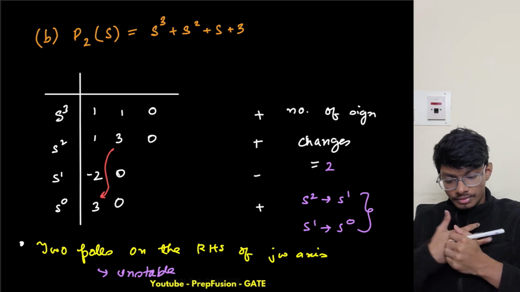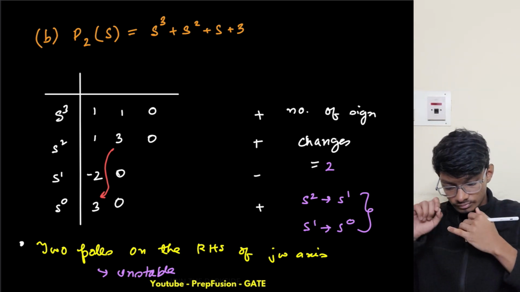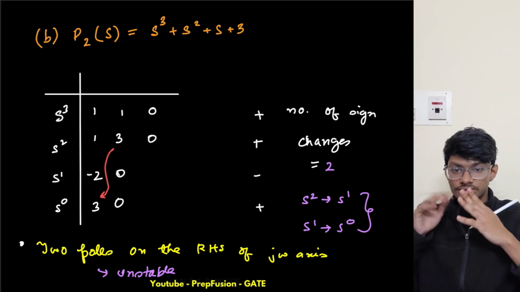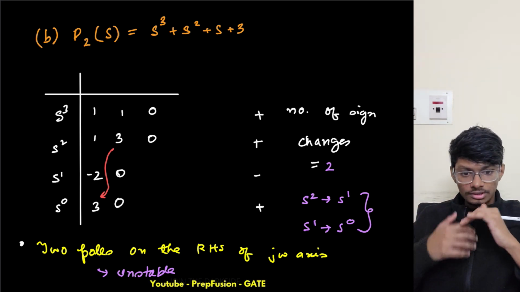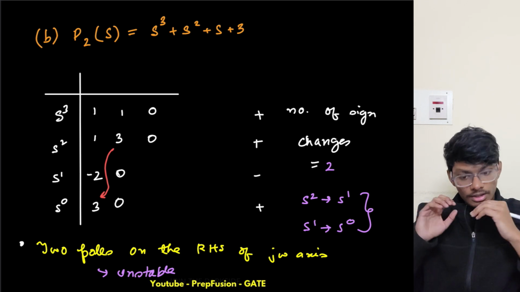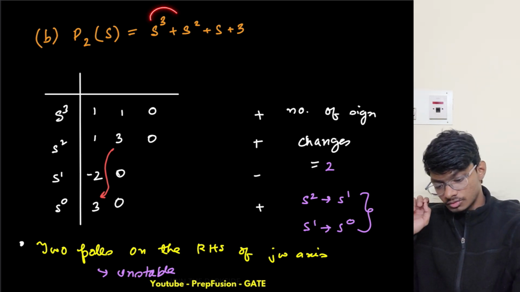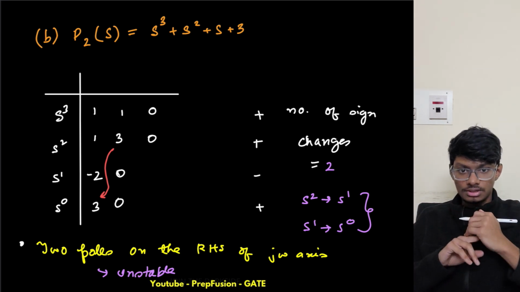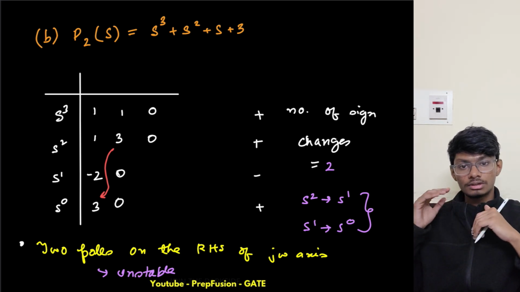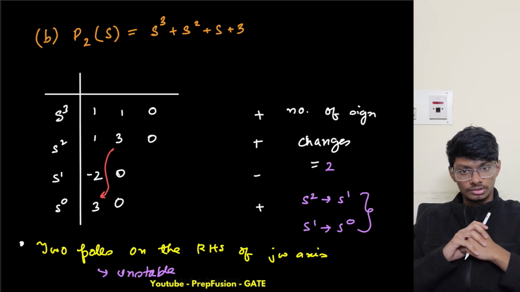So yeah, from here we can understand if my roots lie on the left hand side or the right hand side with the help of sign changes. So we cross verify. Now this is a third order equation, and what I can understand is that two poles are on the right hand side. Can I comment about the remaining pole?